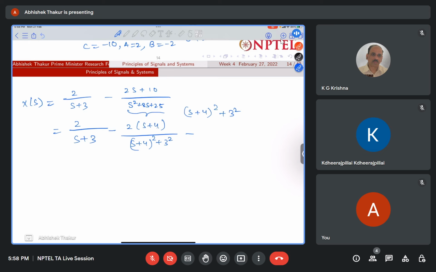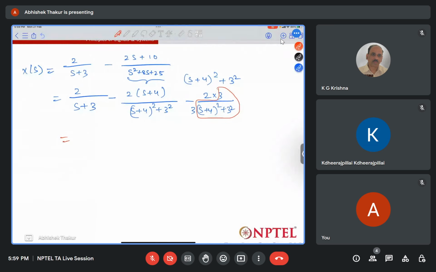This will be 2s plus 8, but we need minus 2s minus 10. This will be minus 2s minus 8, so again we need minus 2 by (s plus 4) whole squared plus 3 squared. If we write 3 here and divide by 3, then it will also make one easy inverse Laplace transform. So this we can do.